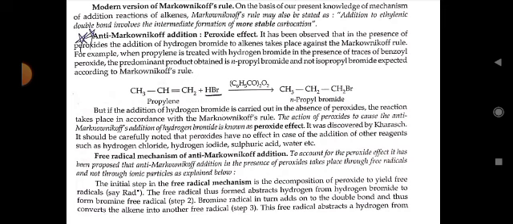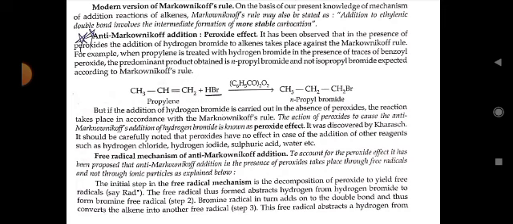To account for the peroxide effect, it has been proposed that anti-Markovnikov addition in the presence of peroxide takes place through free radicals and not through ionic particles, as explained below. The initial step in the free radical mechanism is the decomposition of peroxide to yield free radicals. The free radical thus formed abstracts hydrogen from hydrogen bromide to form bromine free radicals.